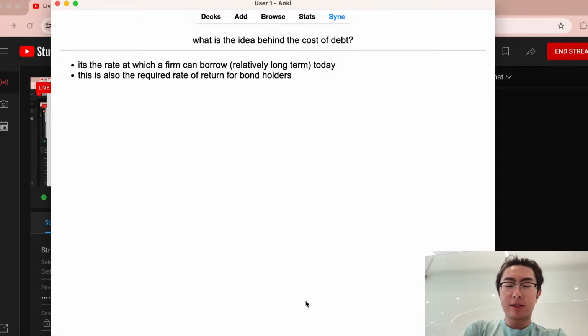Okay, that was a long-winded answer for just these 2 simple bullet points. It's the rate at which a firm can borrow relatively long-term today, and this is also the required rate of return for bondholders of the company. Okay.